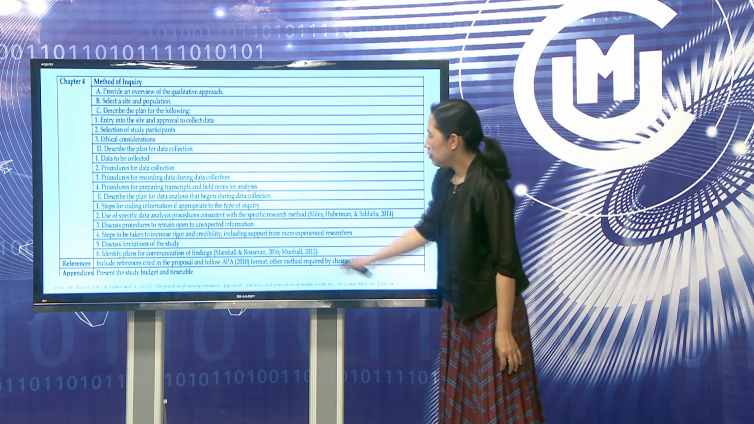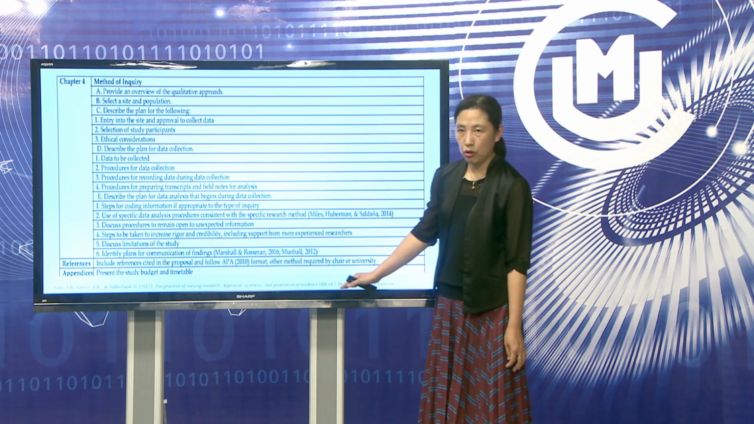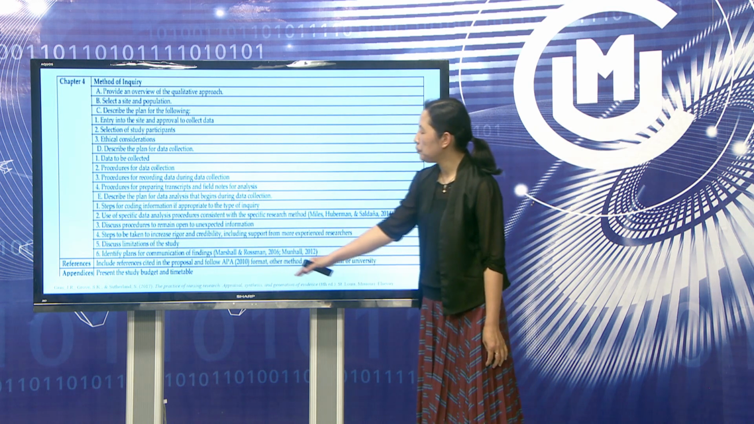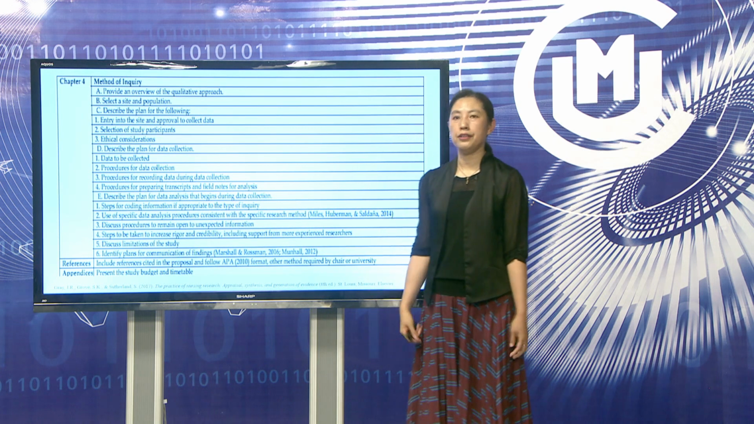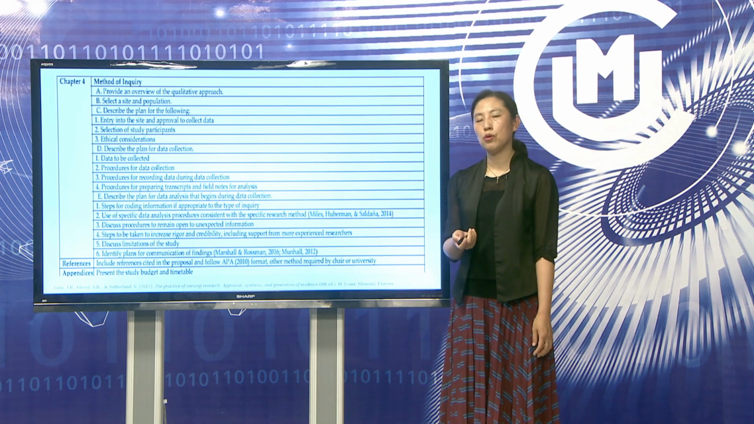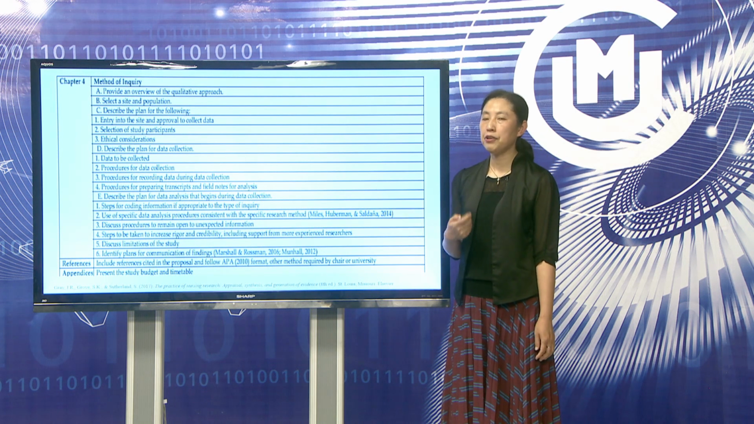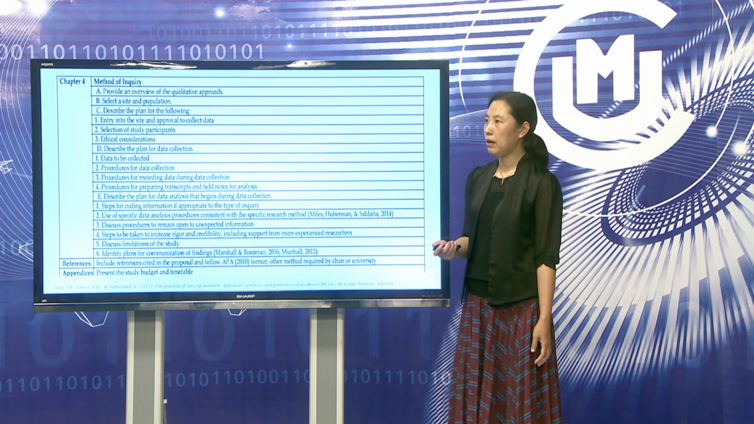And then you will have the references format you need to follow, and also you need to put an appendix under the proposal. So that's the qualitative research proposal guideline. I think from these tables, you will have a very clear picture about how to write a proposal.